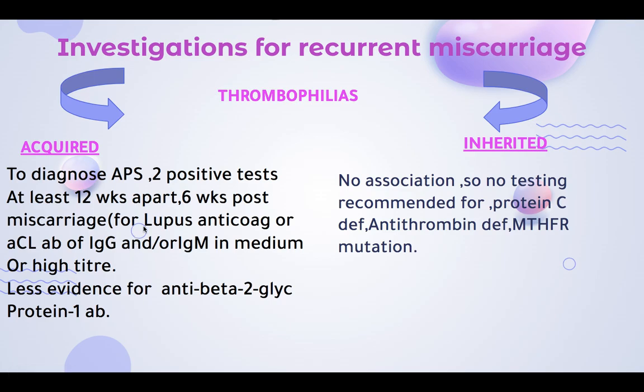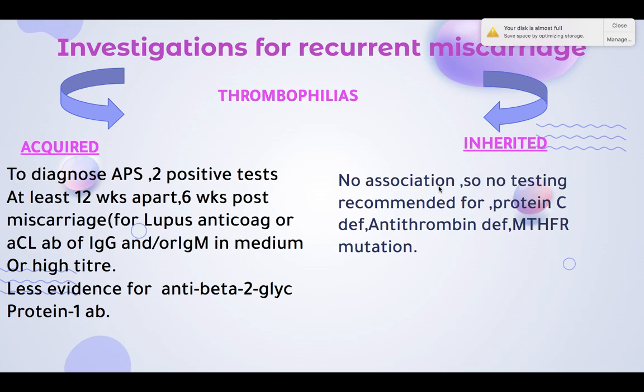And what are we going to check? We are going to check lupus anticoagulant antibodies, and anticardiolipin antibodies of IgG and IgM, if these are present in a medium or high titer, which means more than the 99th percentile. Anti-beta-2 glycoprotein antibodies, for which the evidence is less conclusive, as I have already told you that this is a benign antibody, not a dangerous one. But we have to measure this as well. And if it is IgG or IgM in a high titer, more than the 99th percentile, right? Okay.